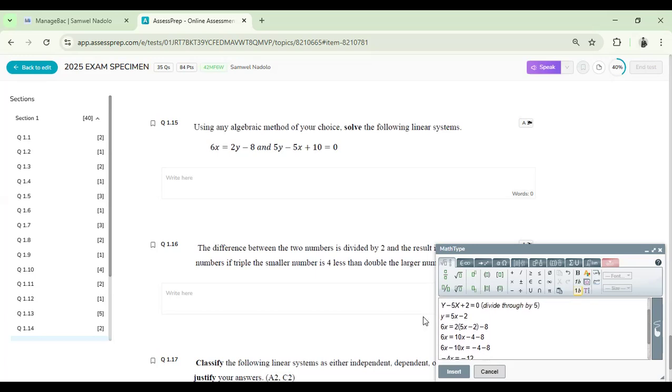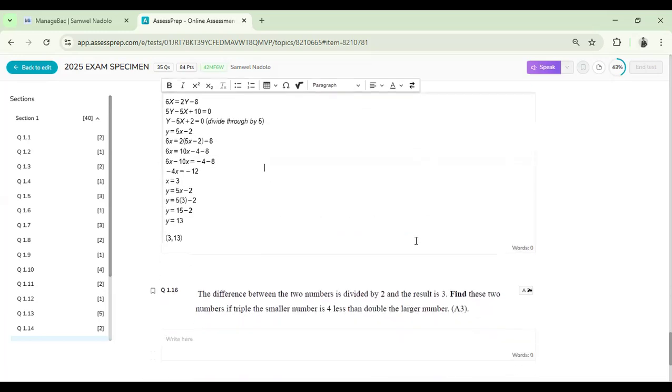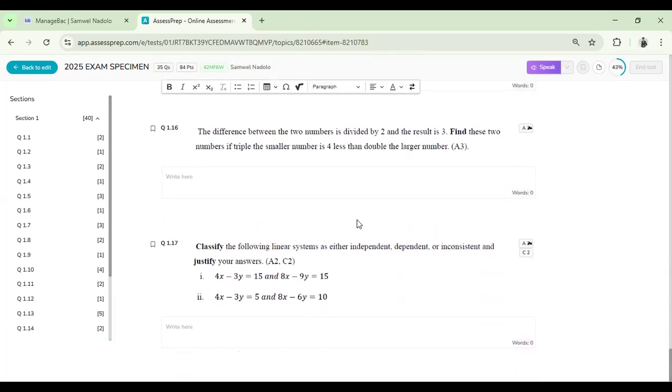Remember, y up here was equal to 5x minus 2. You can rewrite that and say y is equal to 5, x is 3, then minus 2. So 5 times 3 is 15, minus 2. So y is 13. Leave your answer in coordinate form: x is 3, y is 13. You have your answer as that. Now come to the second last question.